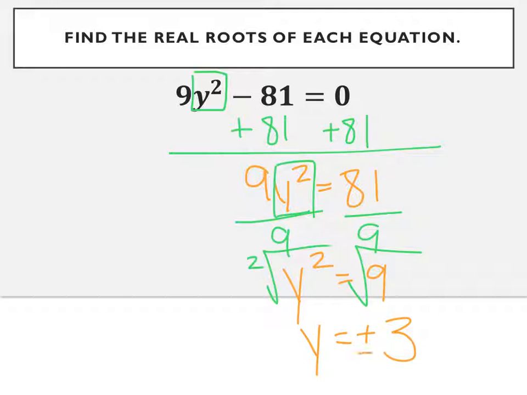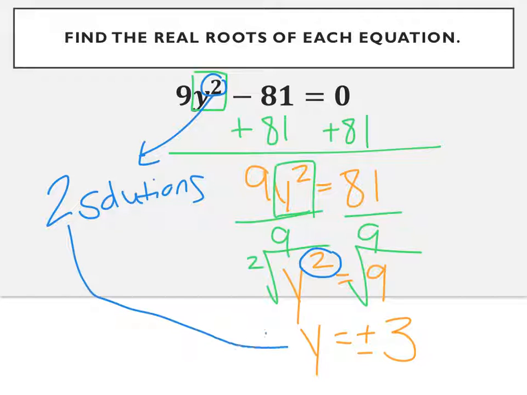So y is equal to, the square root of 9 is 3. And we know when you square root, you have a positive and a negative number. Since we have y squared, I'm going to end up with 2 solutions, and so those are my 2 solutions, positive 3 and negative 3.